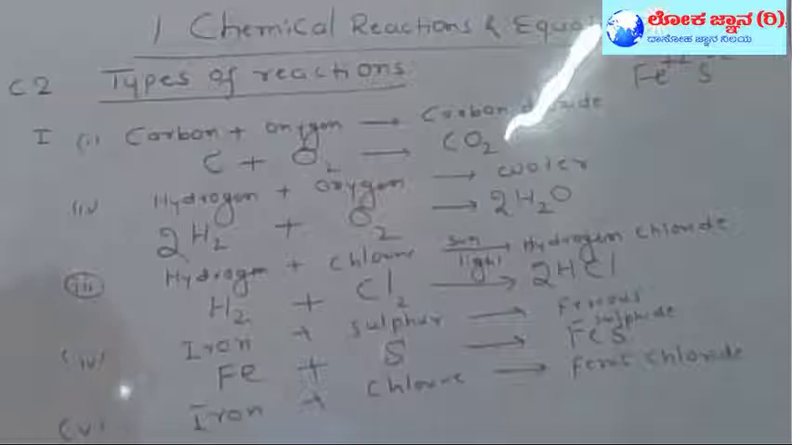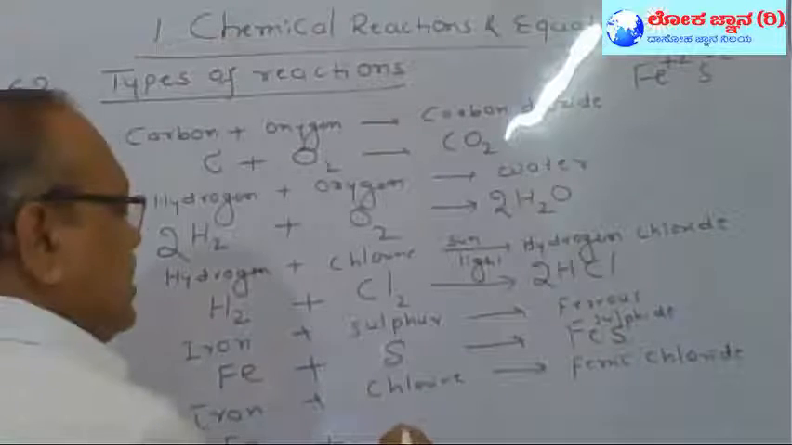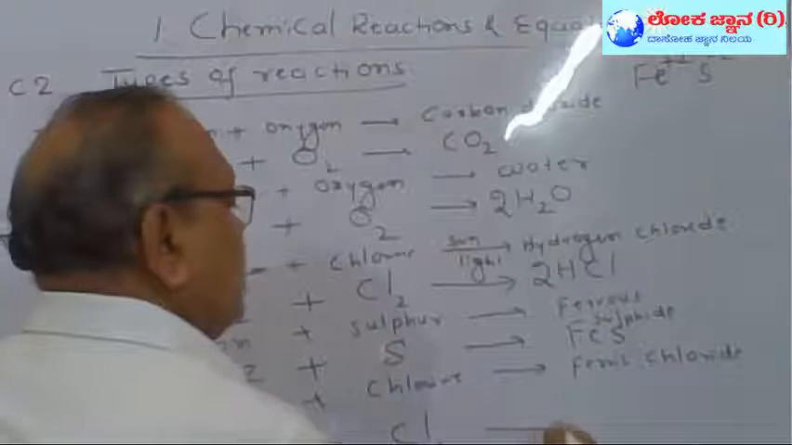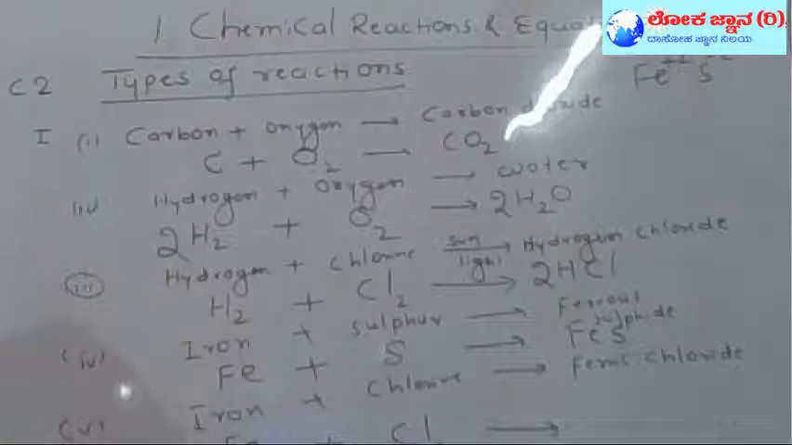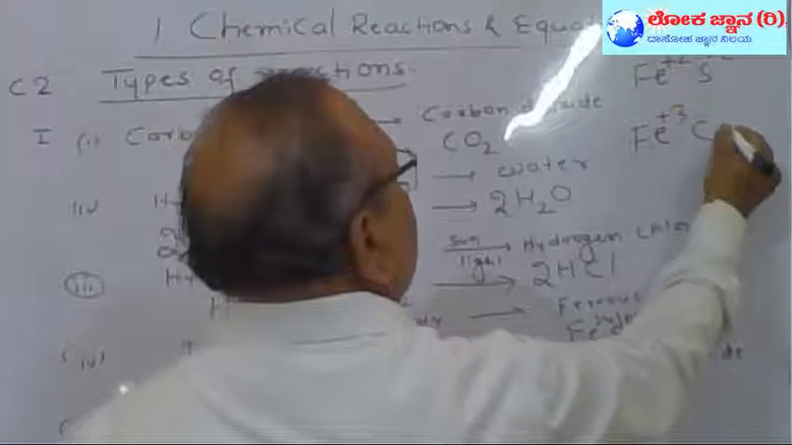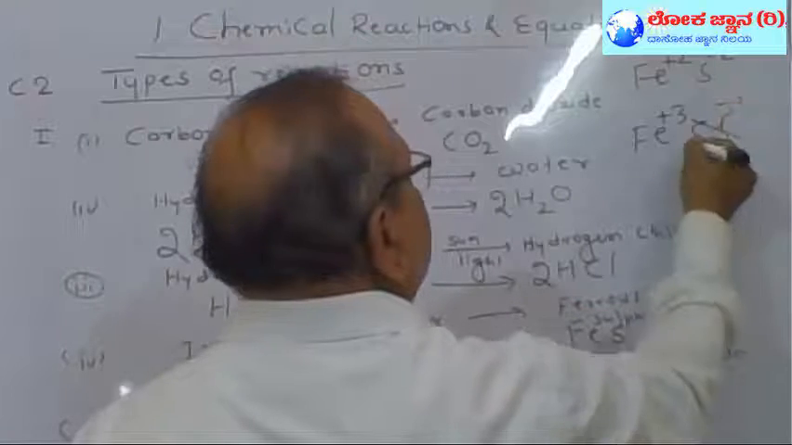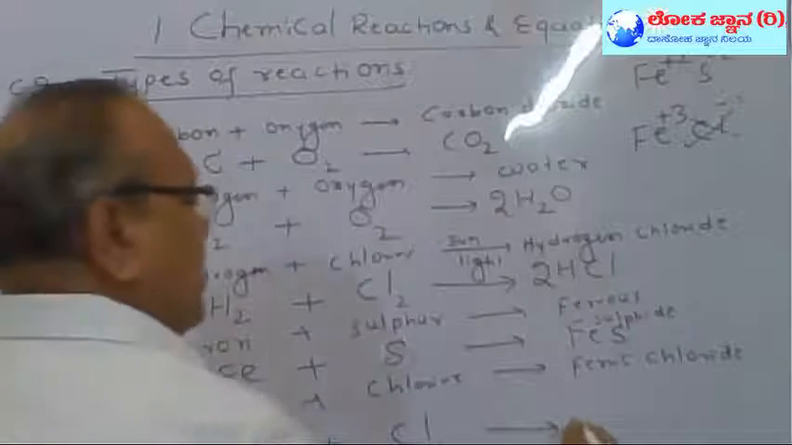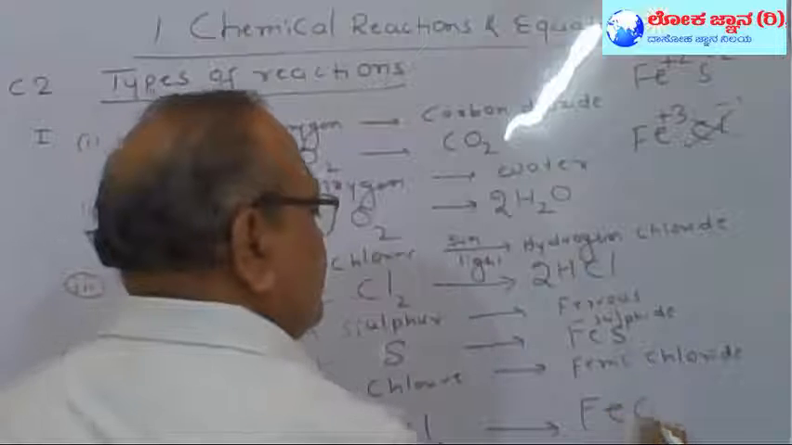Next, iron means Fe plus Cl2 chlorine, and finally we will get what? Ferric chloride. Write the formula of ferric chloride. Wrong. Ferric symbol is Fe plus 3. Chloride is minus 1. Cross the valency. FeCl3. Now balance it.